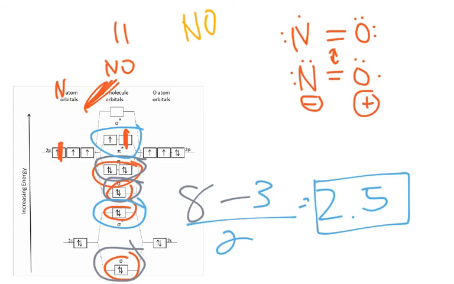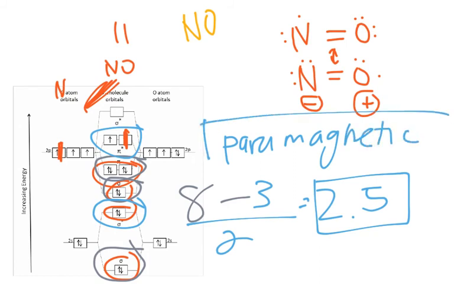So NO has a bond order of 2.5, and it will actually be paramagnetic. The reason being is that there's an unpaired electron in the anti-bonding pi molecular orbital right there. So this goes to show that the bond order can sometimes be an unpredictable number that you never expected.